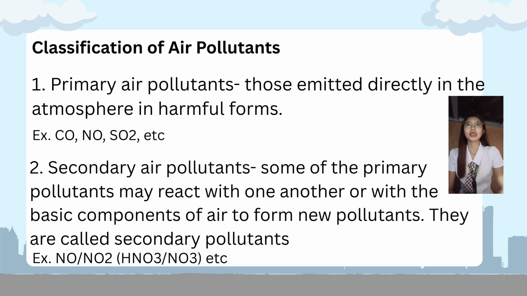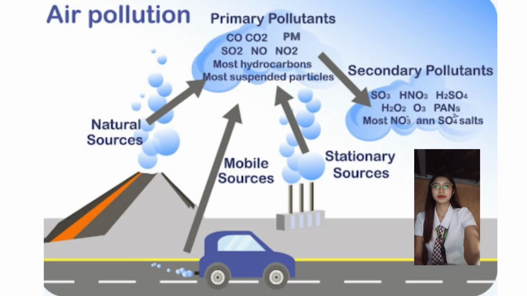Secondary air pollutants. Some of the primary pollutants may react with one another or with the basic components of air to form new pollutants. They are called secondary pollutants. These pollutants are not emitted directly. Instead, they form in the atmosphere when primary pollutants react with each other or with natural air components, like sunlight or water vapor. Examples are nitric acid, nitrogen dioxide, and ozone. These are examples of air pollution.